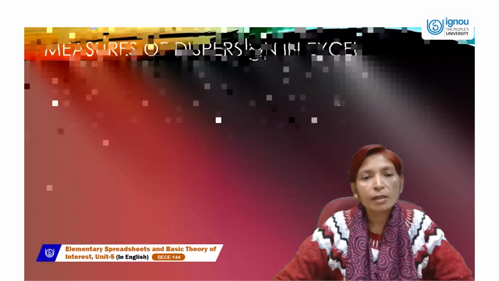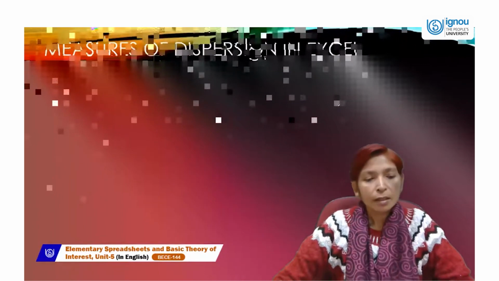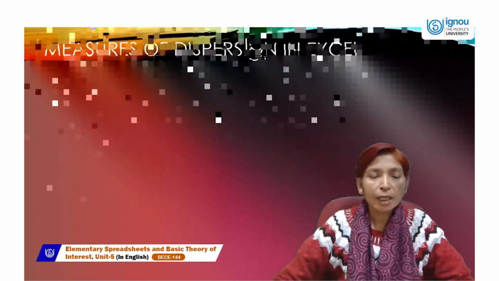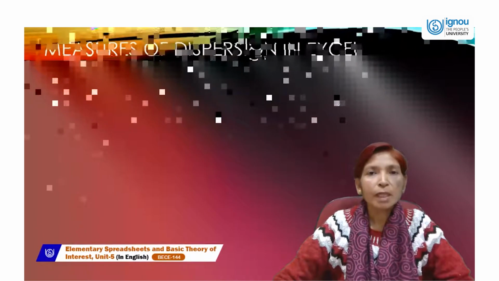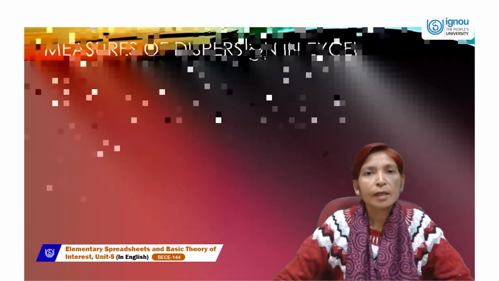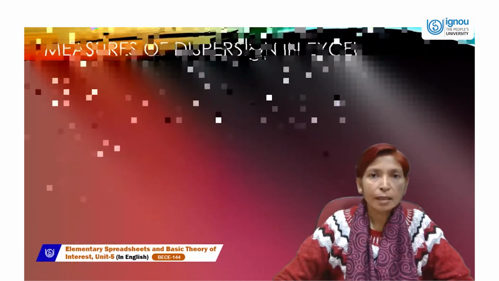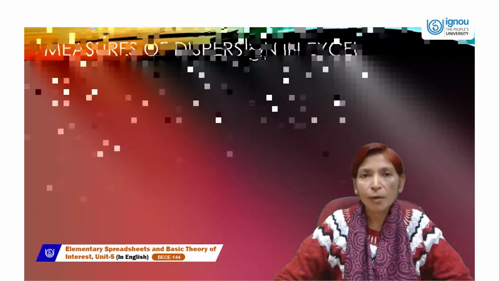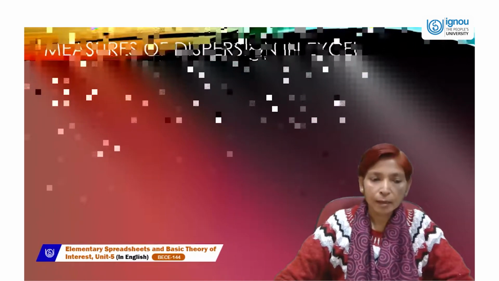And standard deviation we can calculate by taking the mean of all the values, the square of the deviations divided by the total number, under root sigma x square. If we are using an individual series, then the formula to calculate standard deviation is under root sigma x square upon n. This x square may be x minus x bar whole square divided by n.